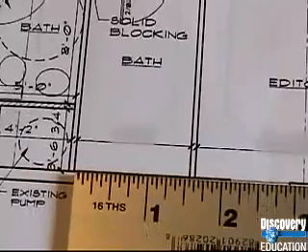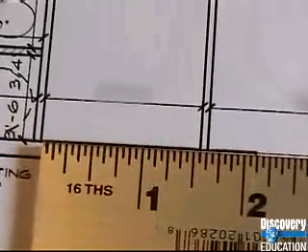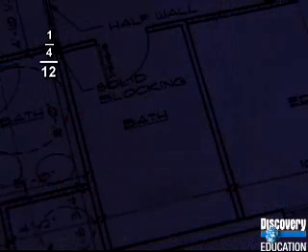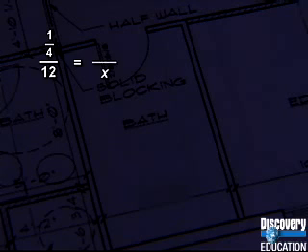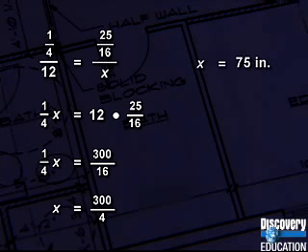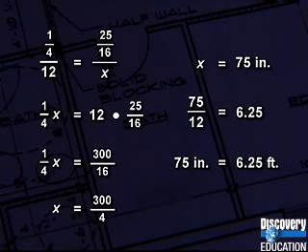So if the bathroom measures 1 9/16 inches on the blueprint, what is its actual dimension in feet? First, we will set up a proportion. 1 9/16, or 25/16, represents the blueprint measurement, so it goes in the numerator of the second ratio. Solving for x, we cross-multiply and find that x equals 75 inches. Since we want the dimension in feet, we divide by 12 to get 6 1/4 feet. Since 1/4 of a foot is 3 inches, the width of the bathroom is 6 feet 3 inches.